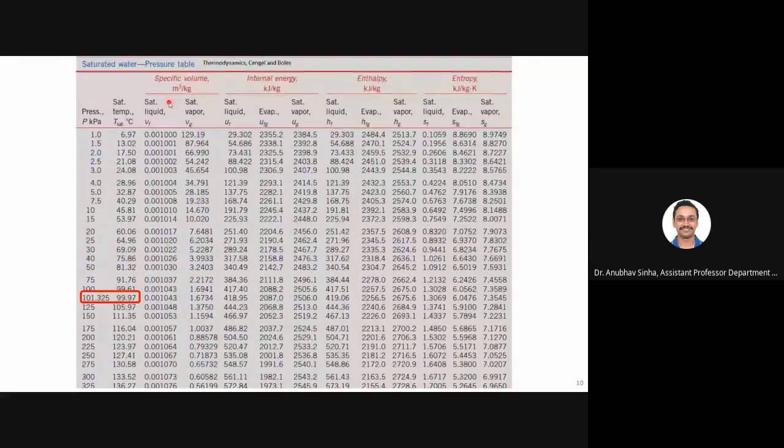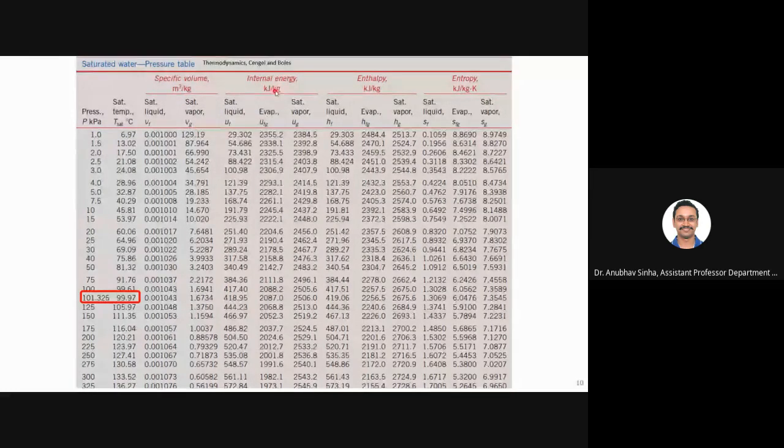Now, in this book, how is it given? The first column is based on pressure, so the properties are arranged as per the pressure: 1 kilopascal, 2 kilopascal, and like that. The second column is for saturated temperature. So we're talking about saturated water, and at what temperature it gets saturated. Then we have vf and vg. vf refers to liquid and vg refers to vapor. These two are specific volumes, and the unit is also very important: meter cube per kilogram.